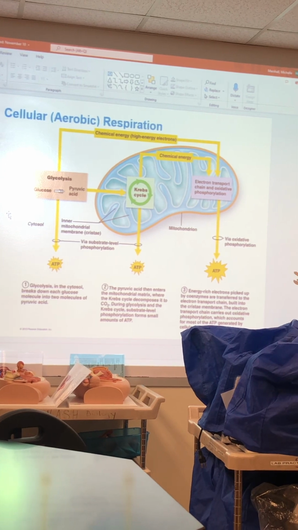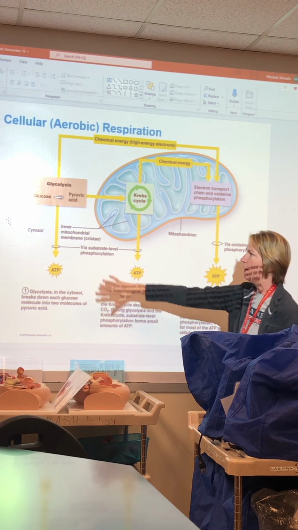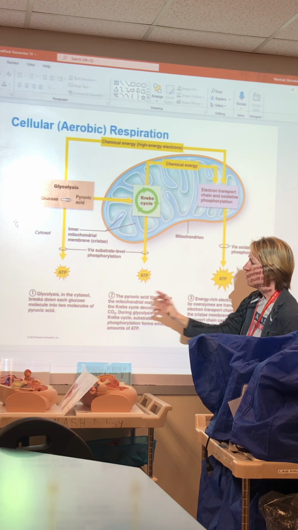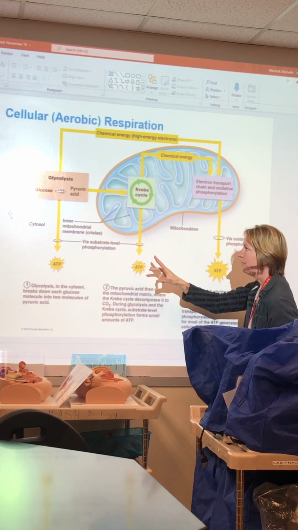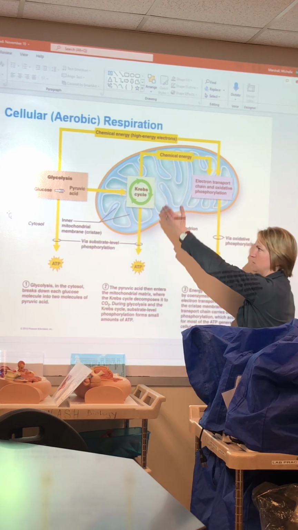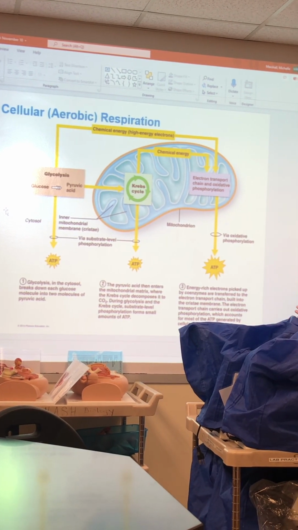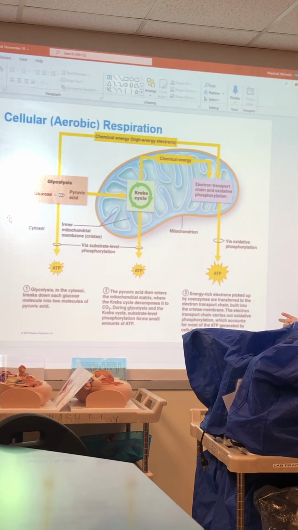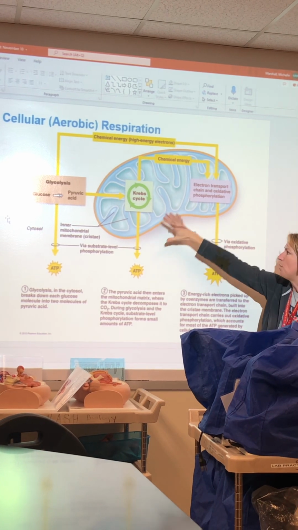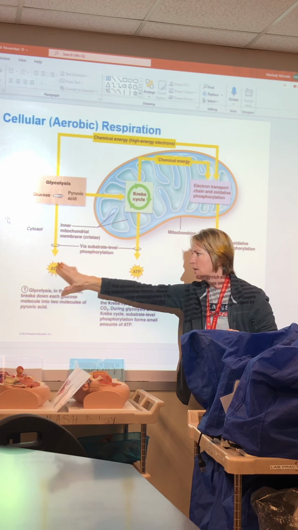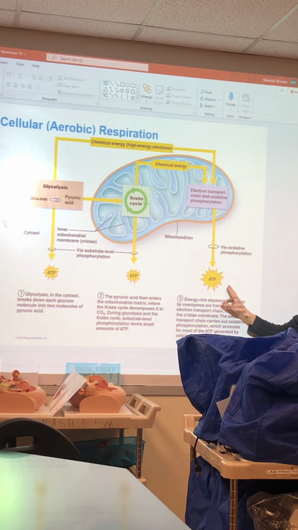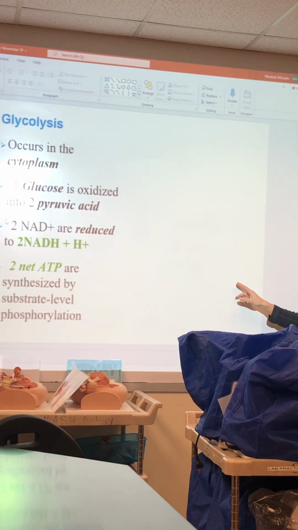So glycolysis, that beginning part of this whole process, is where we're breaking down glucose into pyruvic acid. We need the pyruvic acid in order to fuel the next stage, which is going to be Krebs cycle. The Krebs cycle is going to allow us to then fuel the electron transport chain. So we get a little bit of ATP from glycolysis, a little bit from Krebs, and then a whole lot from the electron transport chain.